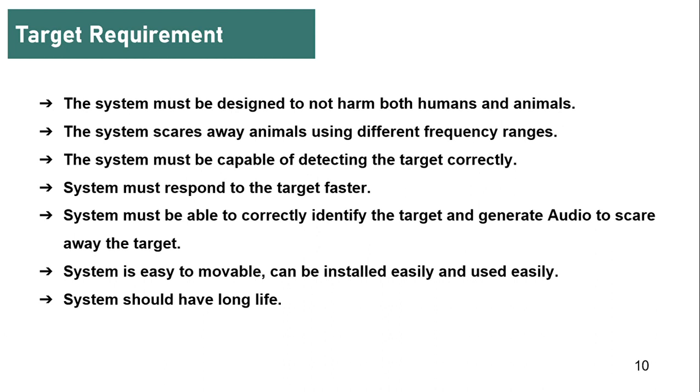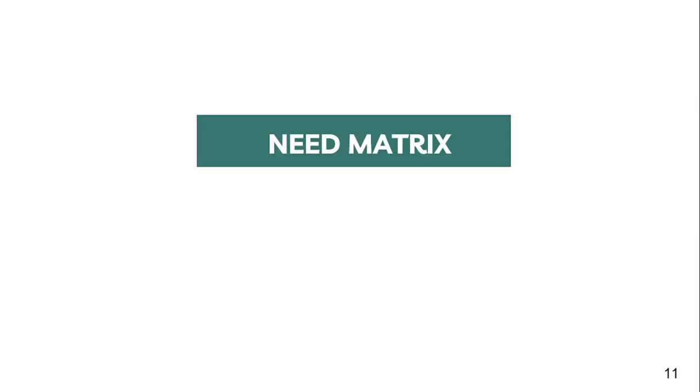Now the target requirements. The system must be designed to not harm both humans and animals. The system scares away animals using different frequency ranges. The system must be capable of detecting the target correctly. The system must respond to the target faster. The system must be able to correctly identify the target and generate audio to scare away. The system must be easy to move. That is, it should be portable and it should have long life.